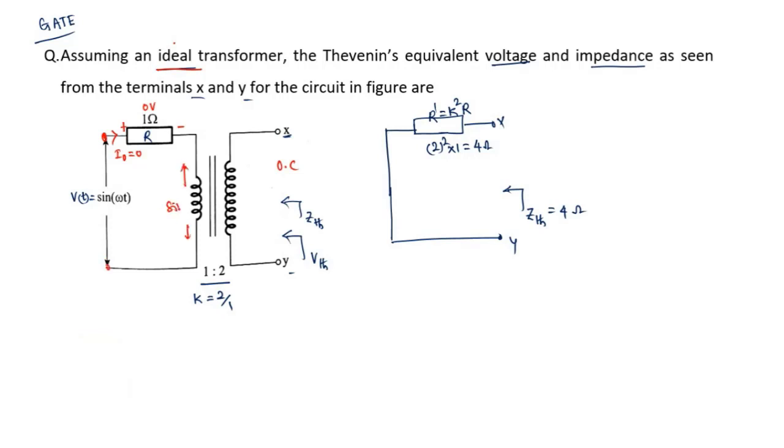That is sine omega t volts. For one turn, if it is sine omega t volts, then for 2 turns, it will be 2 sine omega t volts. Now, the voltage induced or the voltage available across X and Y terminal, Vxy or Vth, is equal to 2 sine omega t. So this is the voltage which is going to be available across X and Y. So in that way, we can take up.